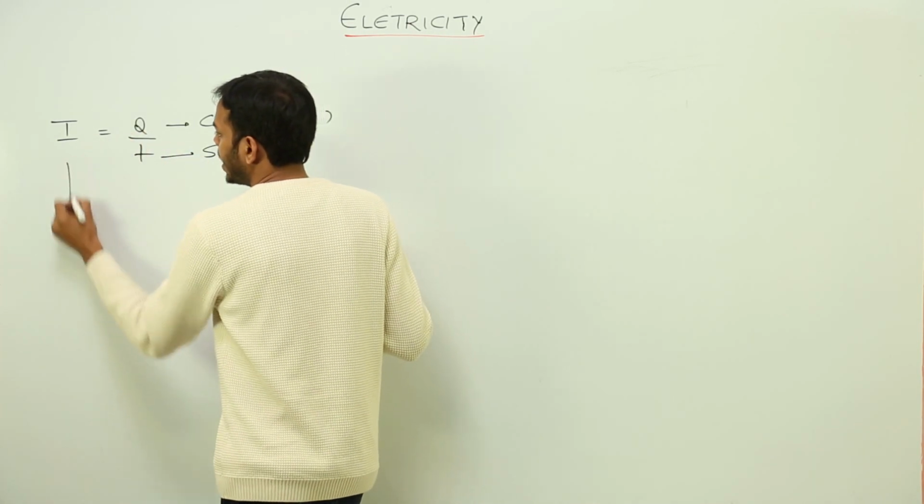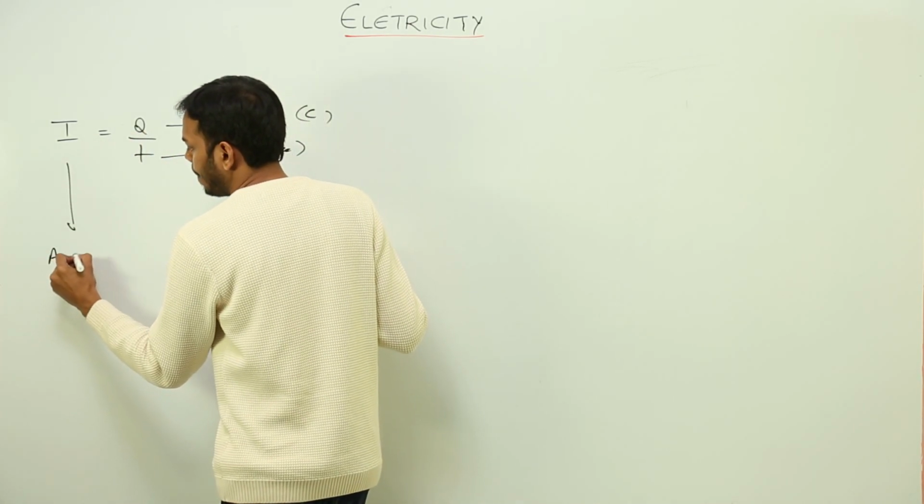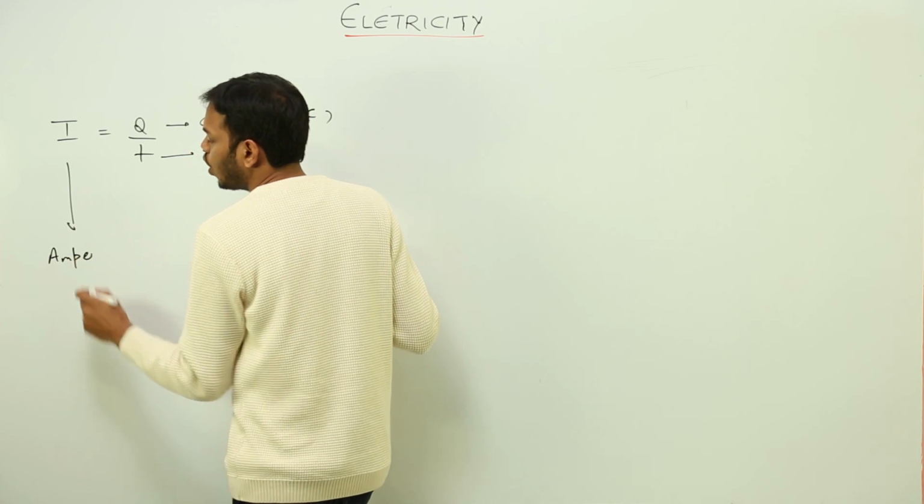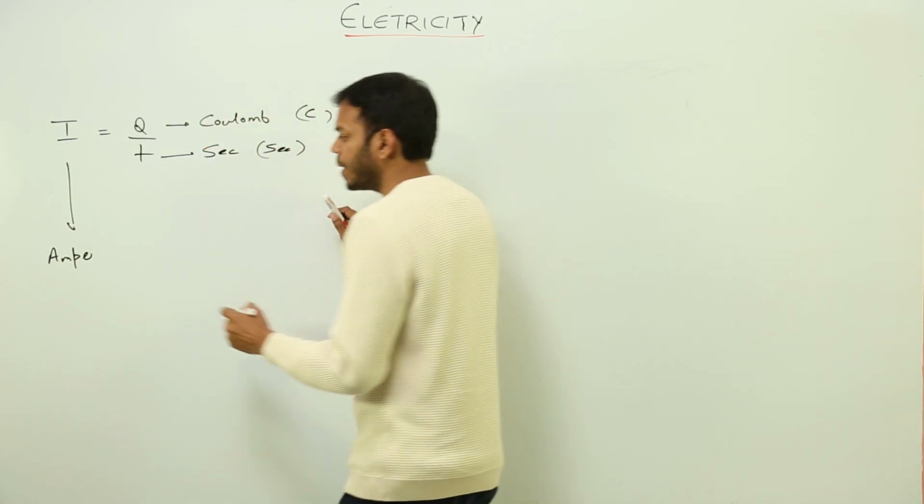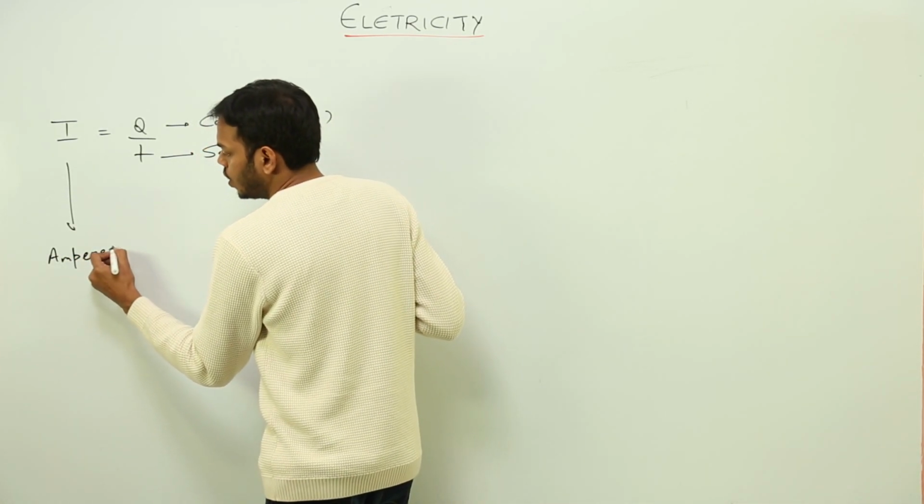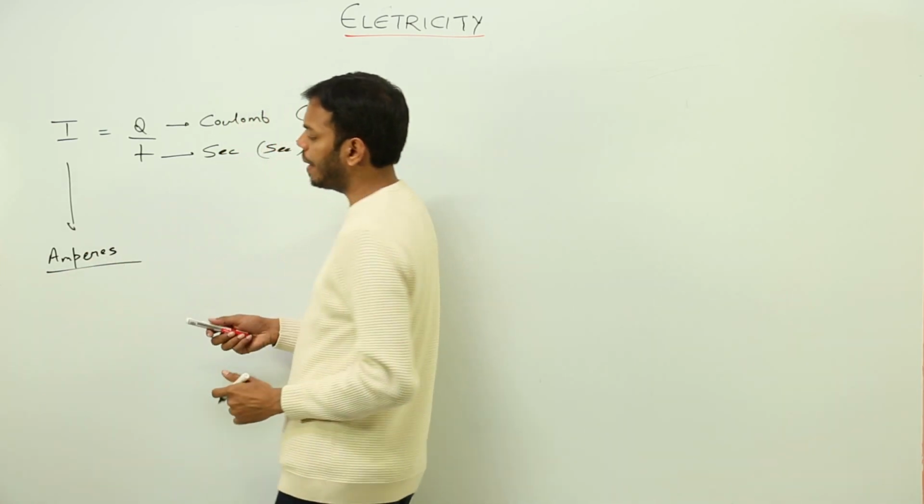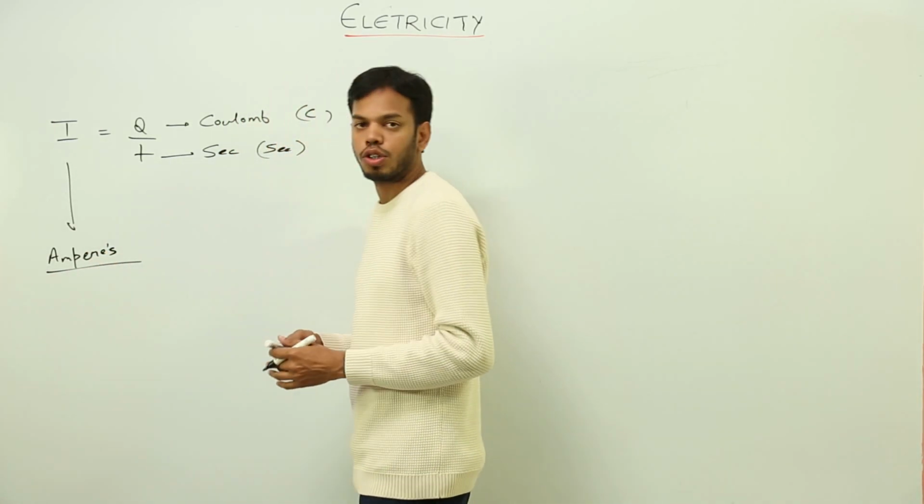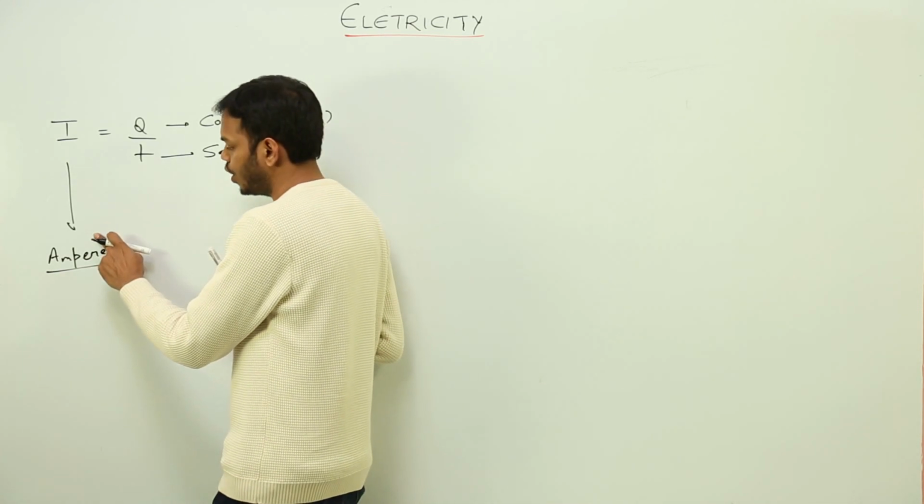And the SI unit of current is given by ampere. Ampere is, again, named after a scientist called Ampere. So amperes, this is amperes, right? Apostrophe S. So ampere is the SI unit of current.